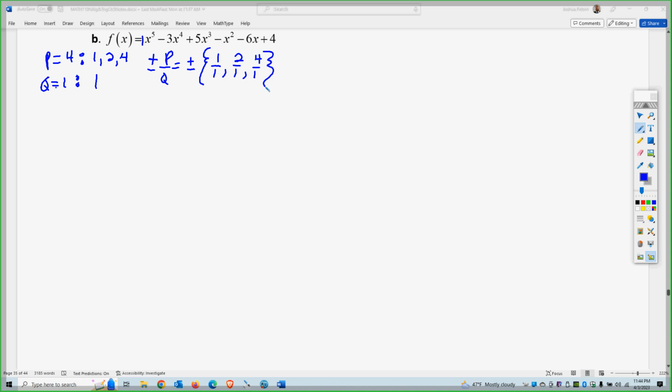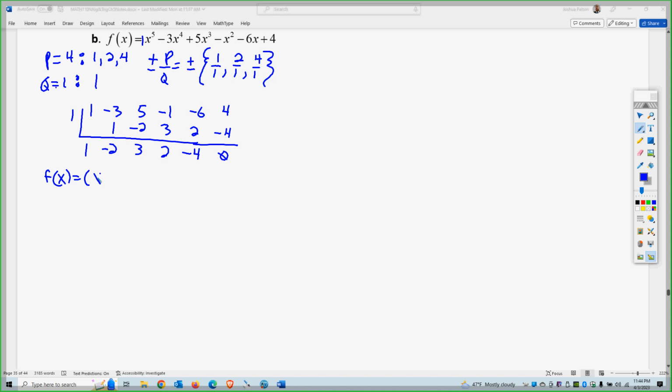Okay, so 1 over 1, 2 over 1, and 4 over 1 are the possible rational answers. You always want to find those first and find the irrational imaginary answers second. Okay, so looking at the graph, it looks like it hits 1 and bounces off. Okay, and 1 is one of my possibilities, so we'll try 1. So 1, -3, 5, -1, -6, and 4. Okay, so I'm going to add, multiply by 1, add, multiply by 1, and so on, and then add. Oh, that worked out perfectly. So f of x is x minus 1 will give me a 1, right? And then 1x minus 2x plus 3x plus 2x minus 4.